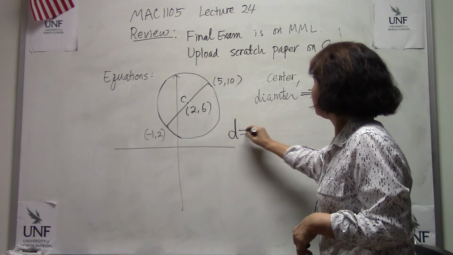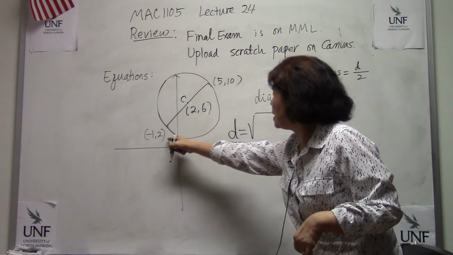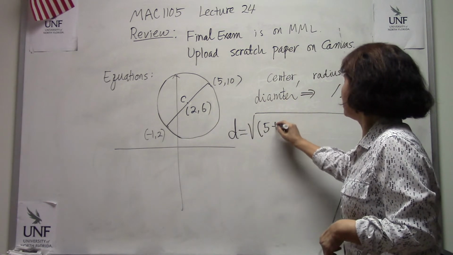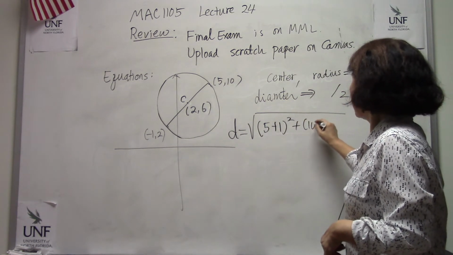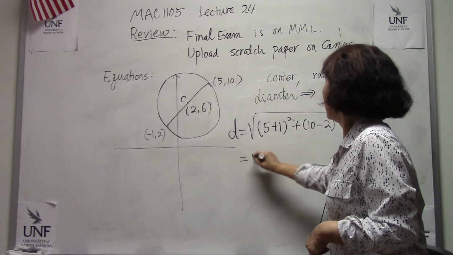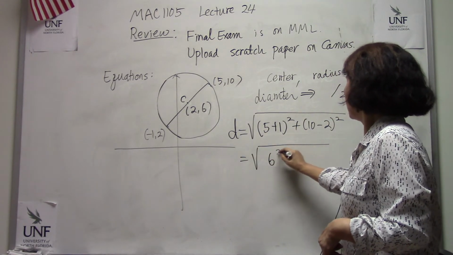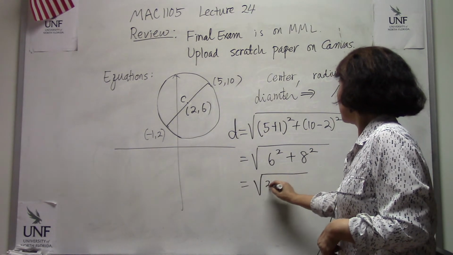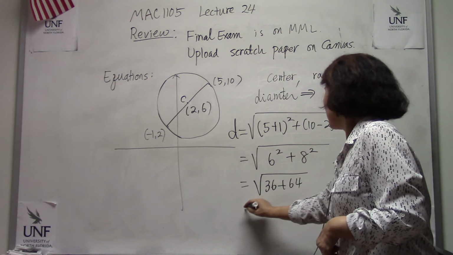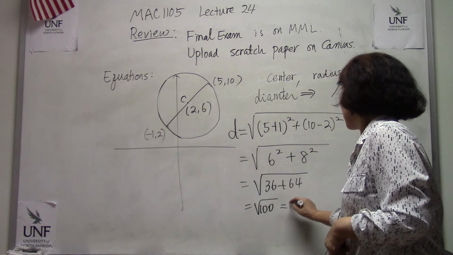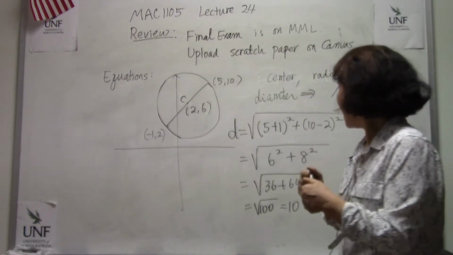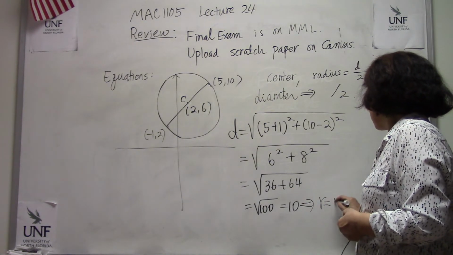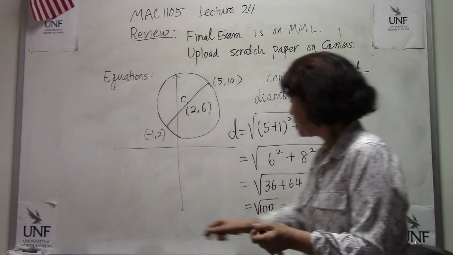So the diameter is the distance between these two points. So 5 subtract -1 gives you +1 squared, and 10 subtract 2 squared, which is 6 squared plus 8 squared. Does it sound familiar to you? 36 and 64 make the square root of 100. That gives you 10. So now this diameter is 10. Be careful, okay? R equals 5 over here. So R equals 5.